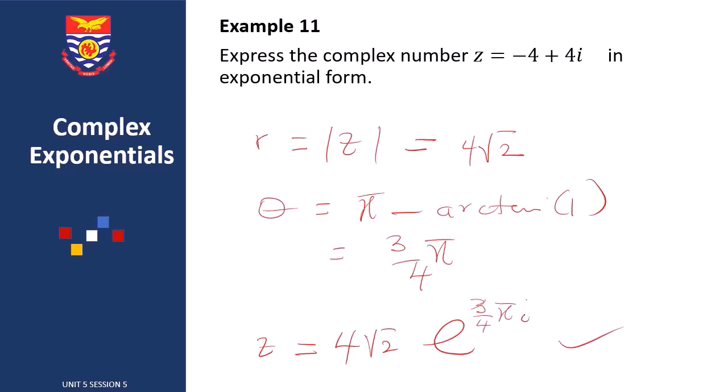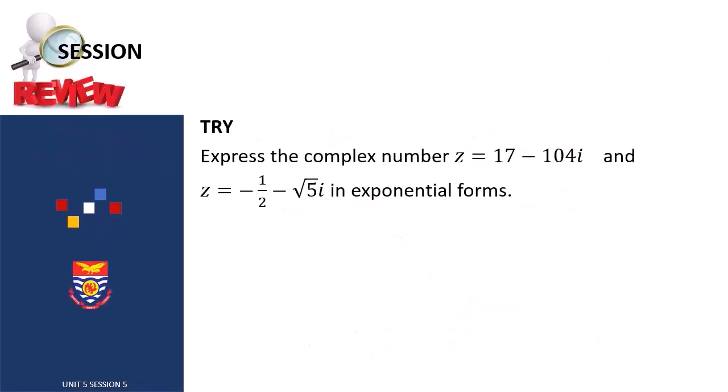So that is very simple. You can find more in your course material. There are a lot of examples there you can also practice. So try this one. Express the complex numbers z equals 17 minus 10i, and z equals minus 1 on 2 minus root 5i in exponential form.